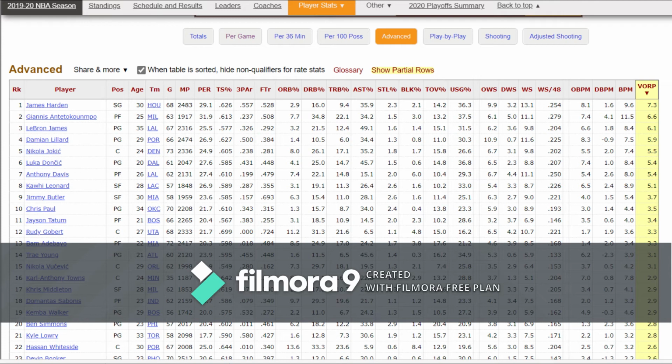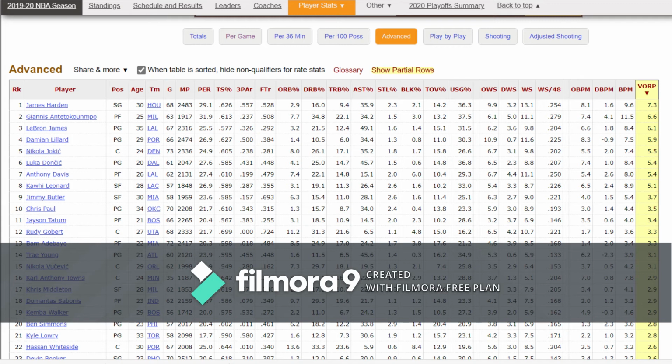The higher the number, the higher the value of the player to their team. As you look to the left, the guys who are at the top of this list, including James Harden, Giannis, LeBron James, Damian Lillard, Nikola Jokic, Luka Doncic, Anthony Davis, all of these guys are star players in the league, and VORP does a good job in showing why they're so much more valuable than the replacement players on their team.